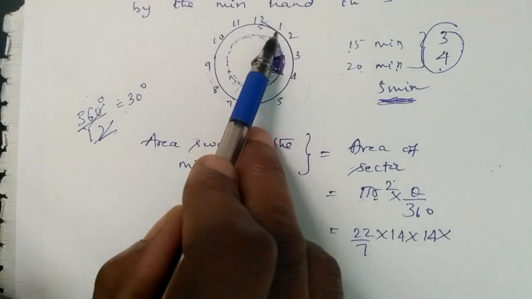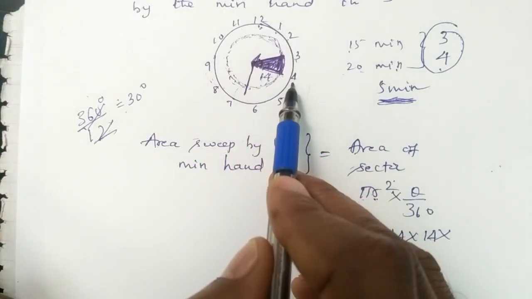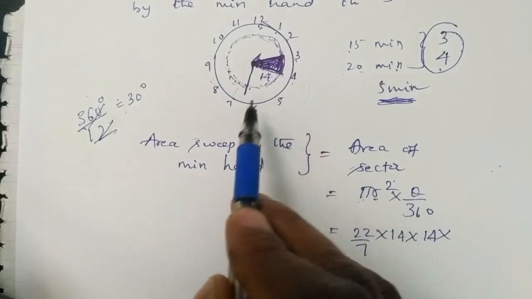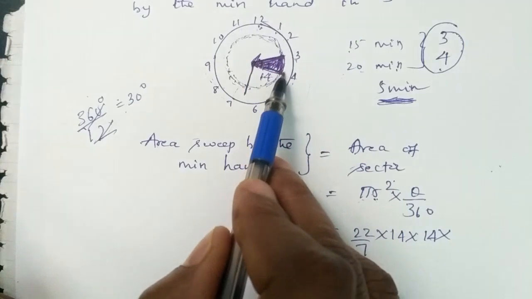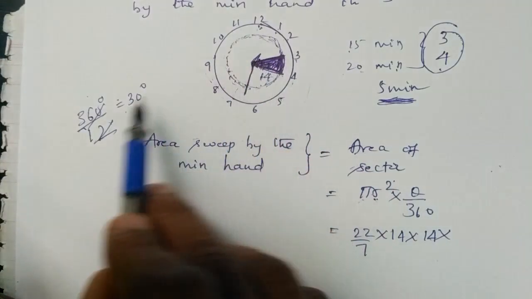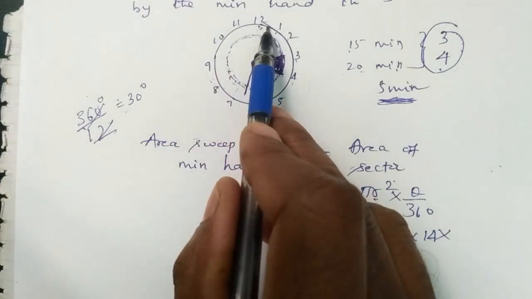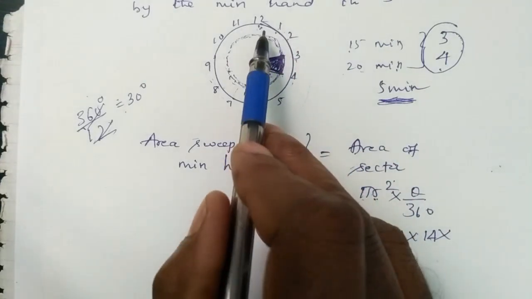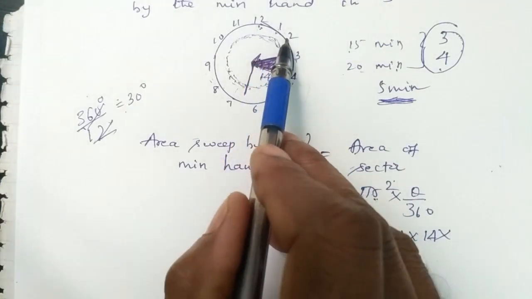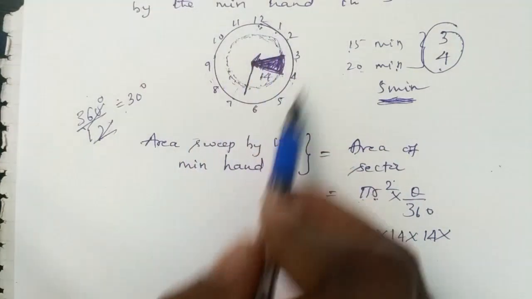Look, 12 to 1, which is 5 minutes, is nothing but 30 degree. Another 5 minutes, 60 degree. Another 5 minutes, 90 degree. Another 5 minutes, 120, 150, 180. So finally it completes at 12 with 360 degrees. For 3 to 4, what angle is swept by the minute hand? That is 30 degrees. So every 5 minutes, a 30-degree angle is formed.